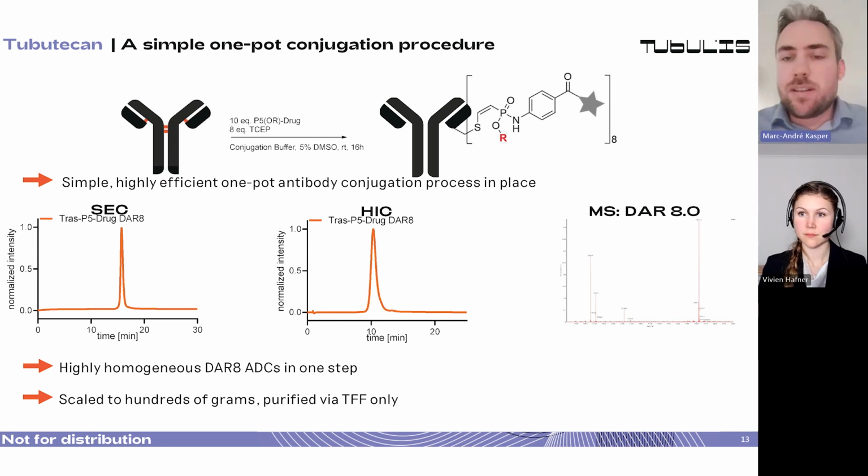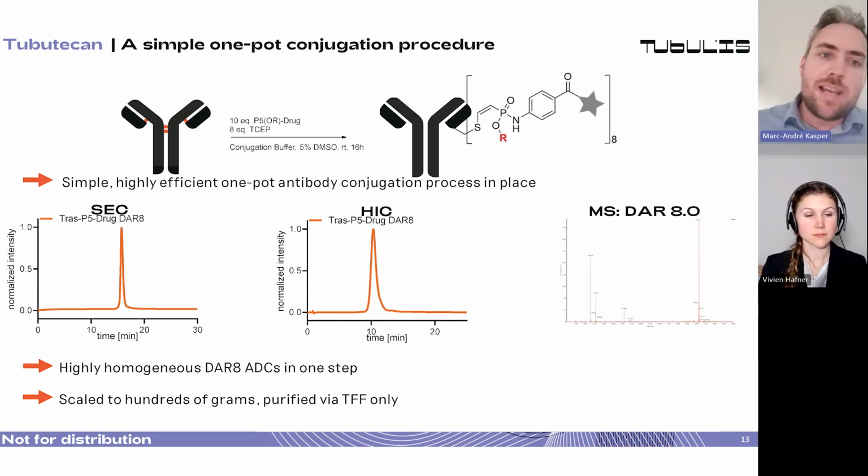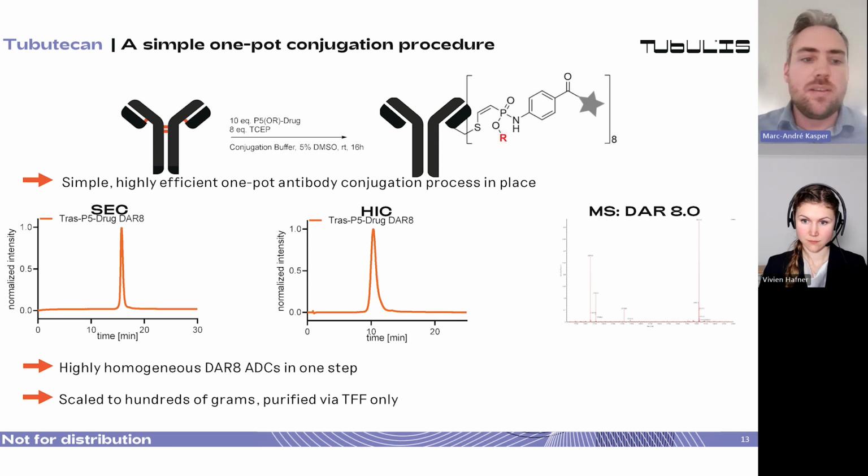So it's very efficient. And most importantly, since we have 4 disulfide bonds to liberate 8 cysteines, which we fully alkylate, we end up with a homogeneous molecule, which is only DAR8, so only 8 molecules on one antibody. And this we can see in the analytics. So we have a very clear size exclusion profile. We also have a very clean, only 1 peak hydrophobic interaction chromatography profile. In the MS, we also usually only see DAR 8.0.